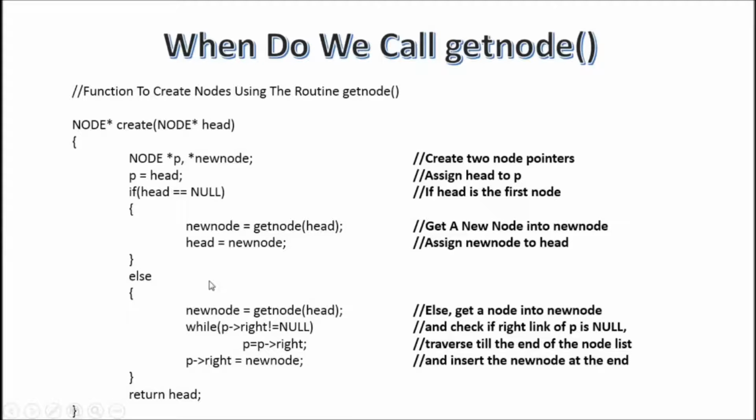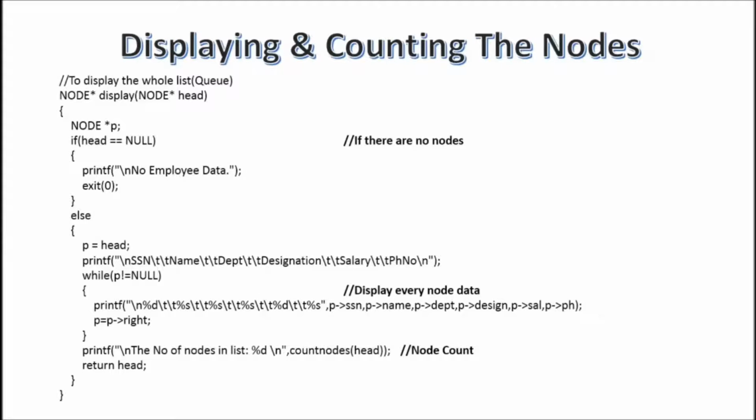Suppose there is no node in the linked list, we check for this condition, and this condition will be true, and the first node will be created. If it's not the first node, then the new nodes are appended or just joined to the end of the list. So that's how basically this create function works. We return the head pointer back to the called function. So then we see how we can display and count the nodes.